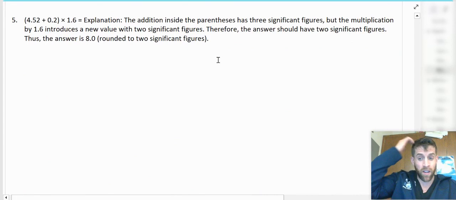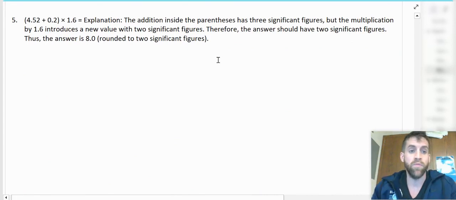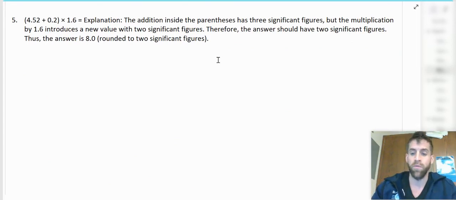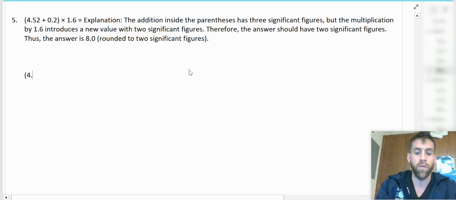Okay, now we have parentheses 4.52 plus 0.2, times 1.6. Okay, we're getting a little more, so we're in the more intermediate range here. Explanation: the addition inside the parentheses has three significant figures, but the multiplication by 1.6 introduces a new value with two significant figures. Therefore, the answer should have two significant figures. Thus, the answer is 8. So we can actually type this out.